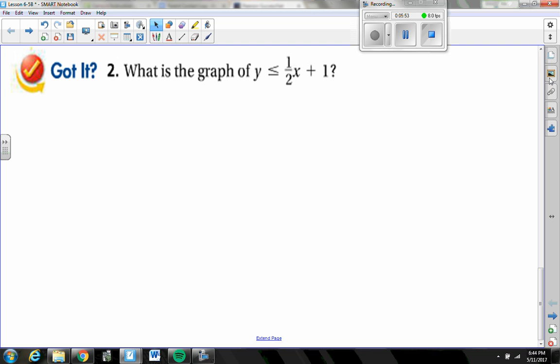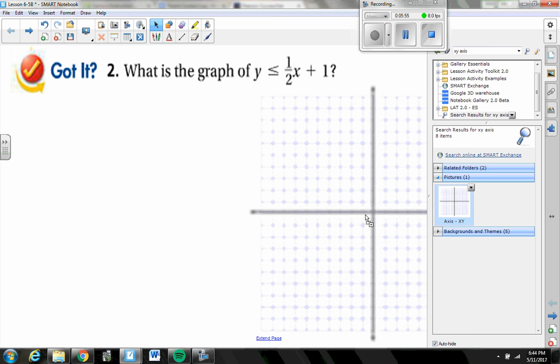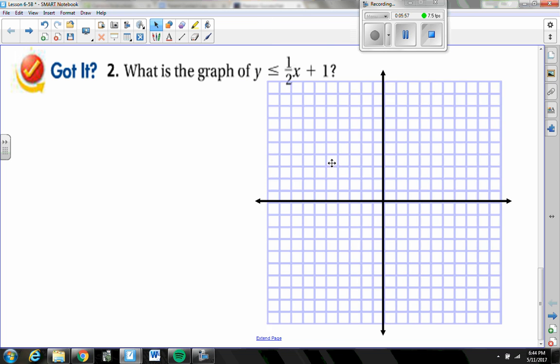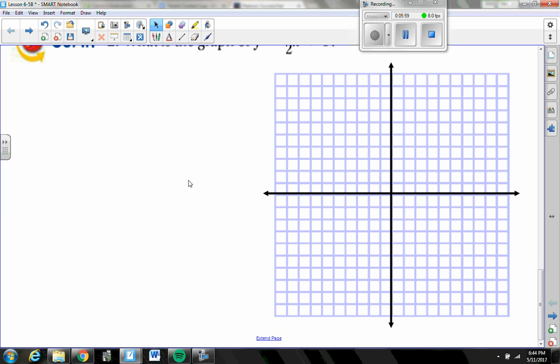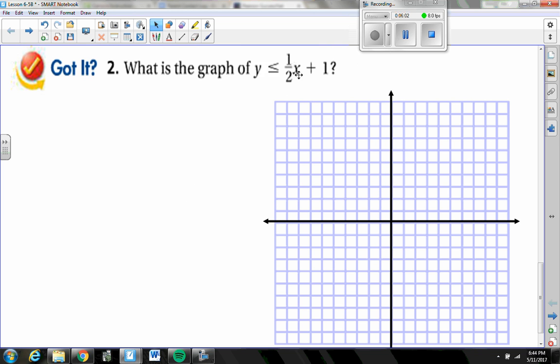What is this graph here? I will bring in the graph to show you later. Try this inequality. Your y-intercept is 1 and your slope is 1/2, so graph your line and then decide which side to shade. Once you've finished that, come on back and I'll show you what you should have.